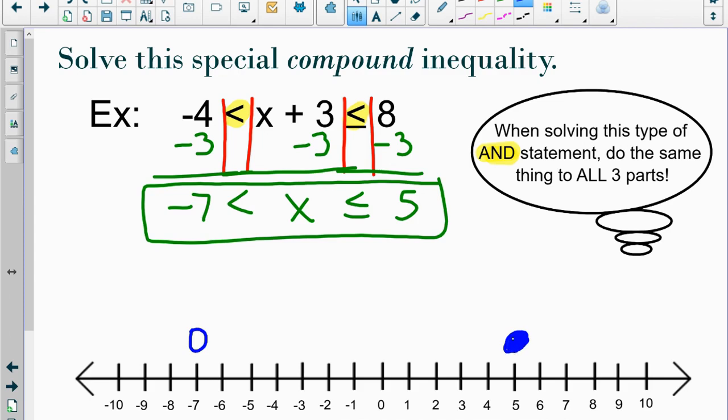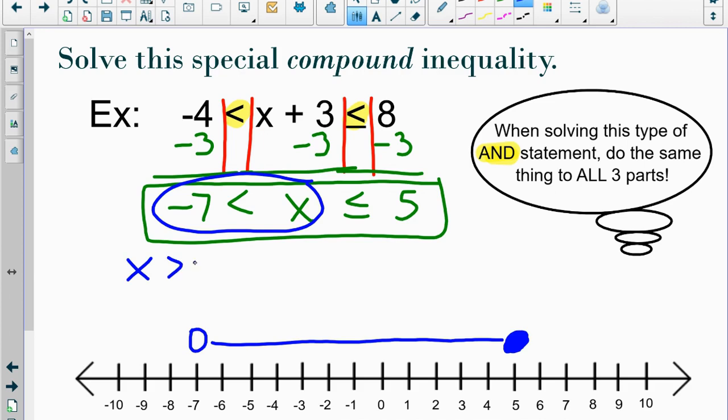And just like we saw in the last one with that and statement, it's going to overlap in the middle. If we were to take these inequalities and write them using the word and, we would take this first inequality, -7 is less than x, and reverse it, write it the other way with the variable first, because that's normally how we would graph on the number line. We would say that x is greater than -7, and then we take the second part of it: x is less than or equal to 5. And that's what we have graphed here.